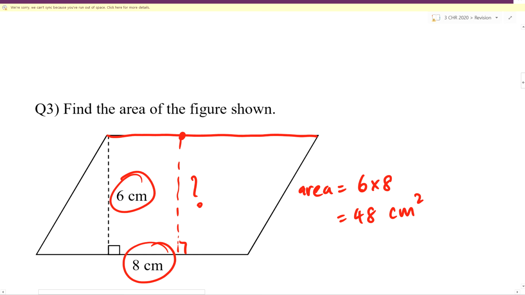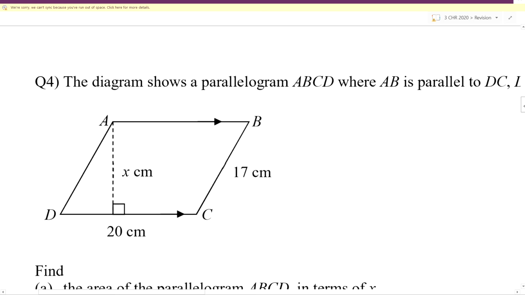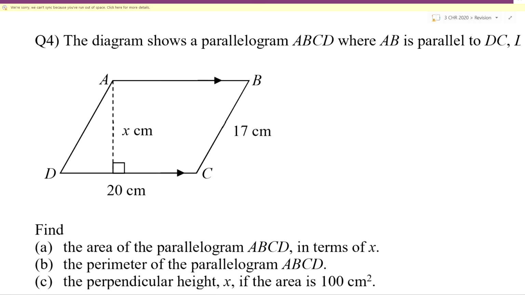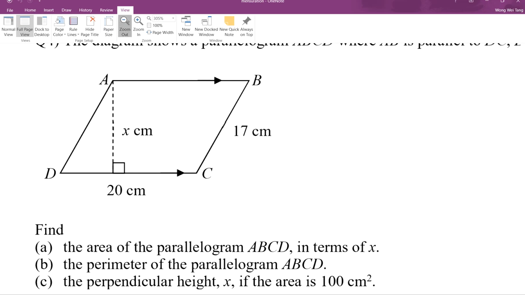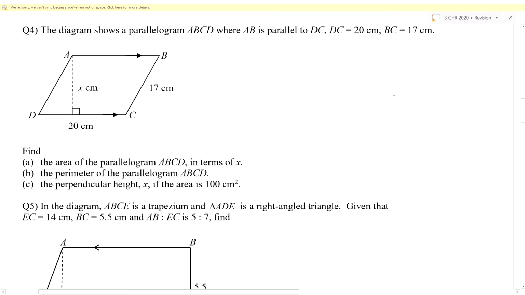Okay, next question, next page. Question 4. So now we have another parallelogram. They tell us that AB is parallel to DC. Definitely they have to be parallel, otherwise it wouldn't be a parallelogram anymore. They give you the dimensions. DC is 20 centimeters. Now, in your diagram, where else is 20 centimeters?